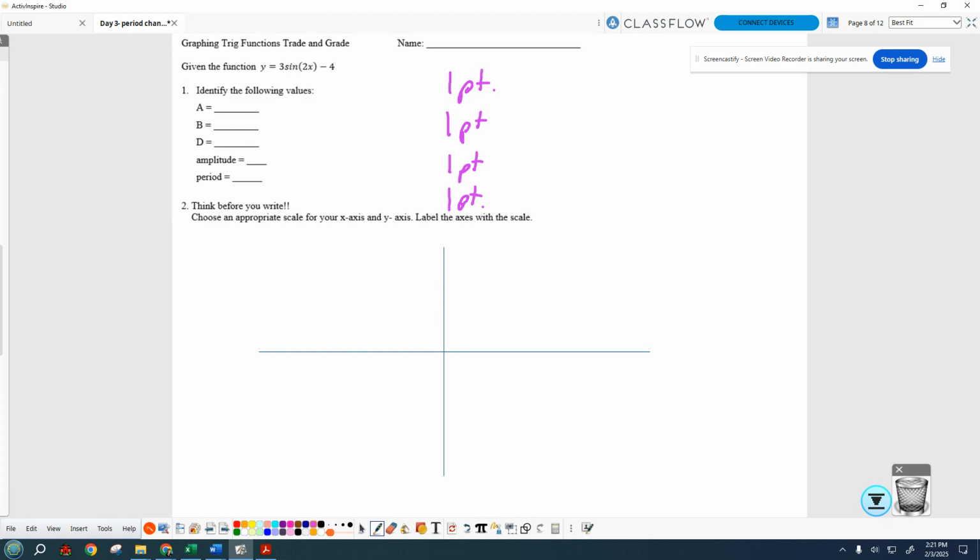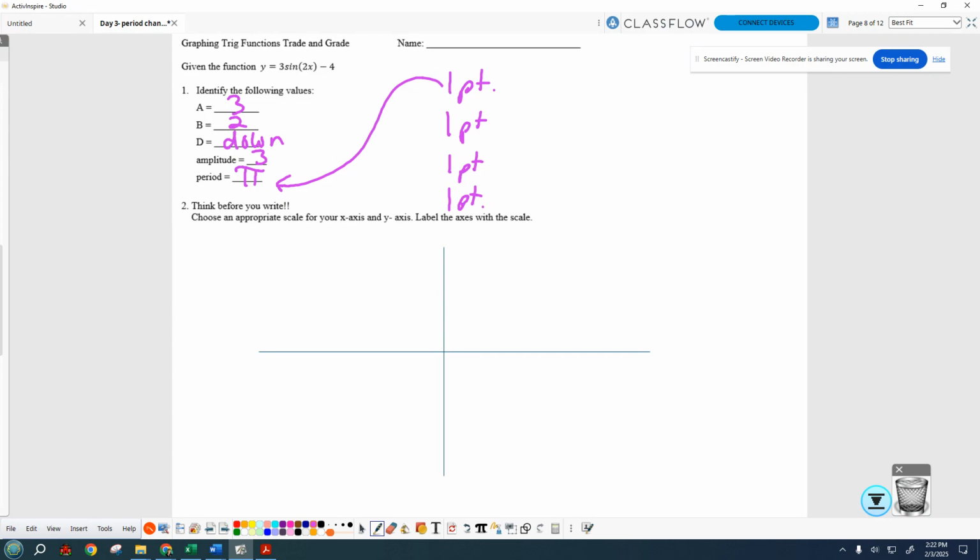So A, B, C, and D, some of you are like, what is that? A is the number attached to the trig function. A is a 3. Amplitude is the same number in this case. B is the number multiplying the x, the angle. B here is 2, so the period of this actual function, 2 pi divided by 2, the period is pi, and the D value, down 4. You get 1 point for knowing the period. The other things, you should know those too, and those are too easy.